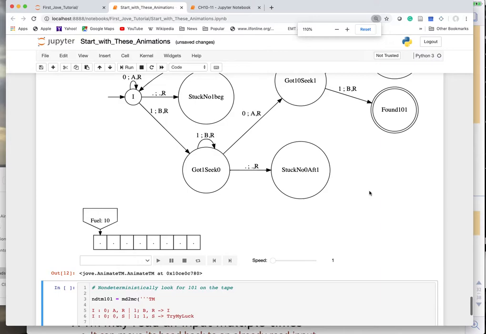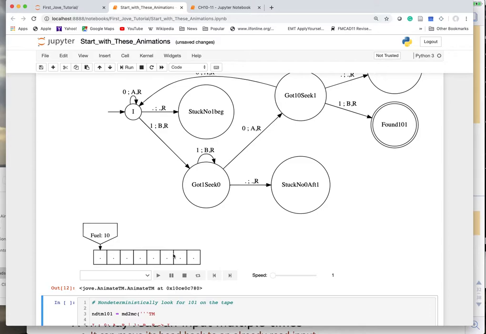The Turing machine has a tape, initially all blank. I also equip my Turing machines with a fuel tank.